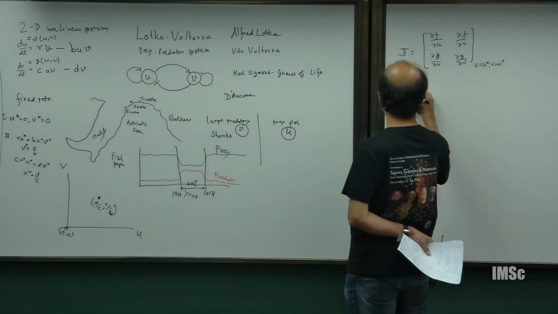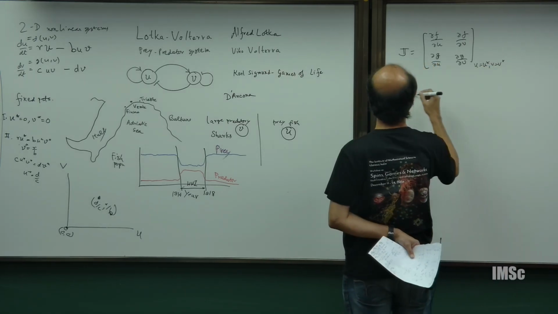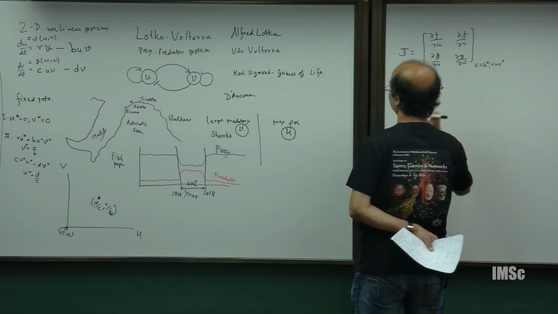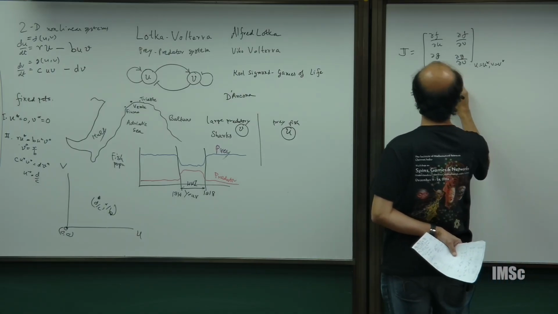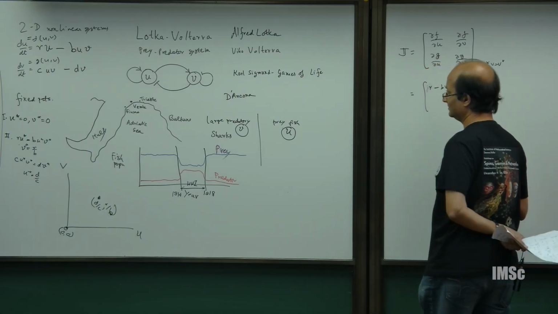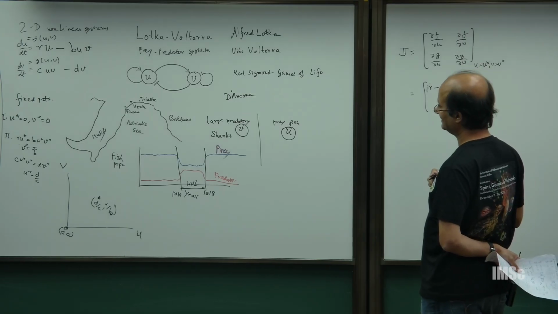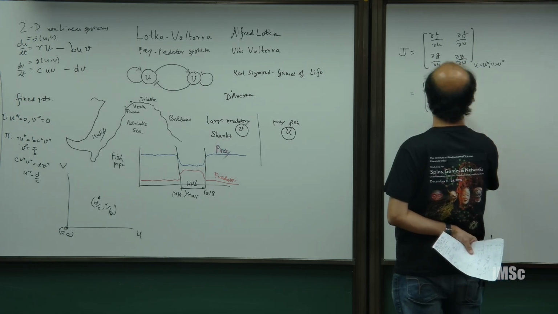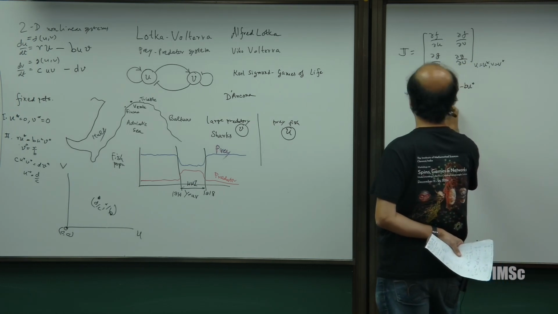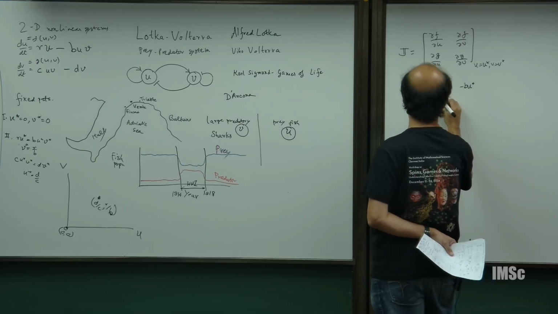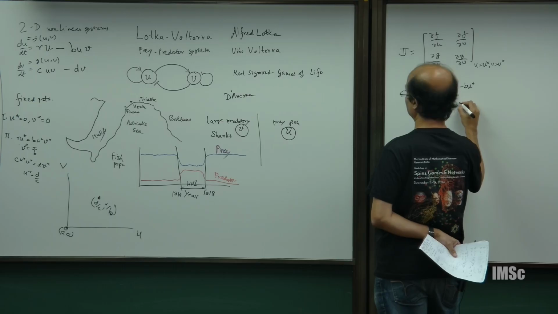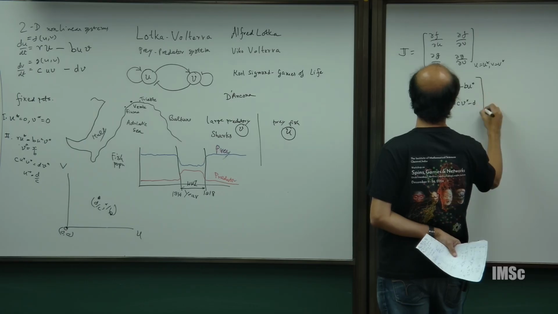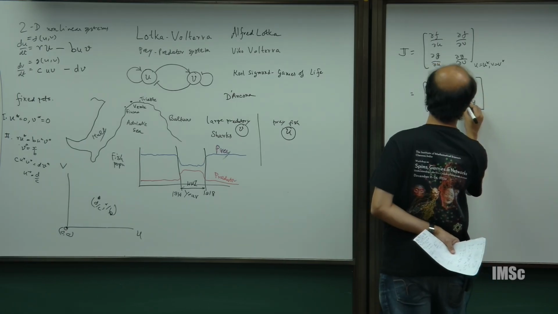Okay, so let us see what I will get. R minus B V star, then minus B U star, then C V star, then C U star minus D.